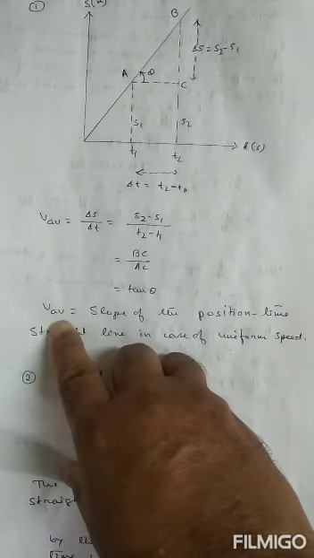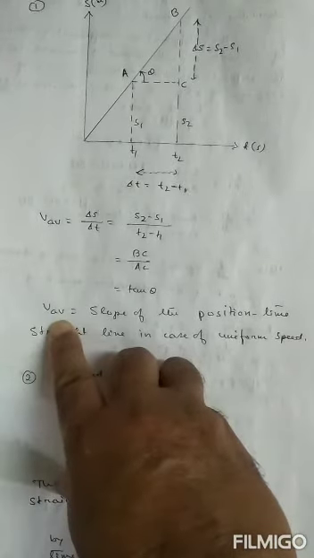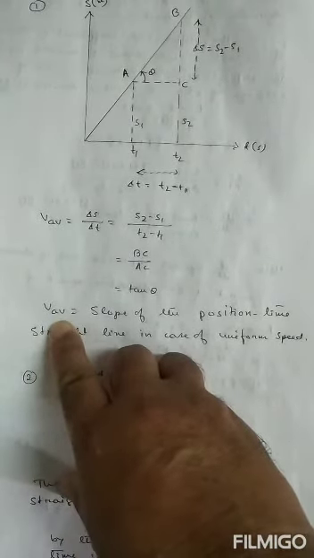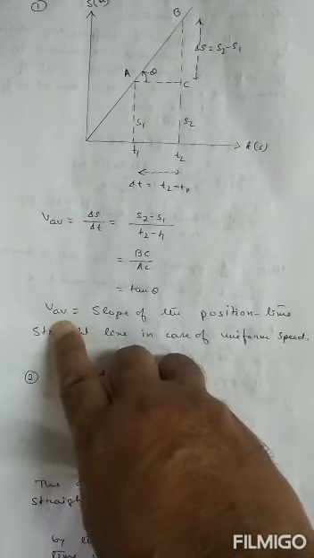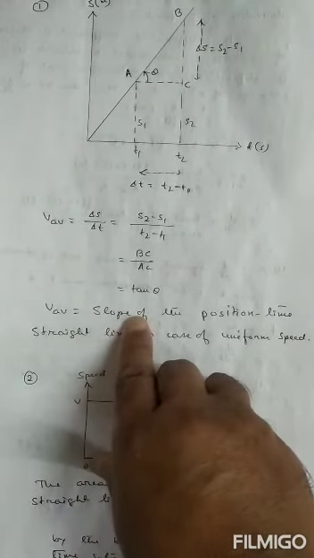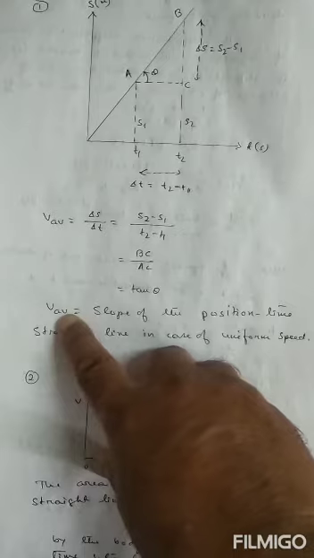That means if we know the position-time straight line of a body moving with uniform speed, then the slope of that straight line gives us the average speed.